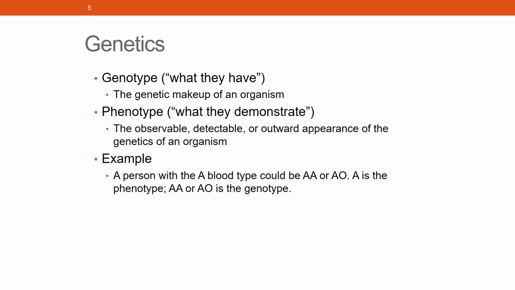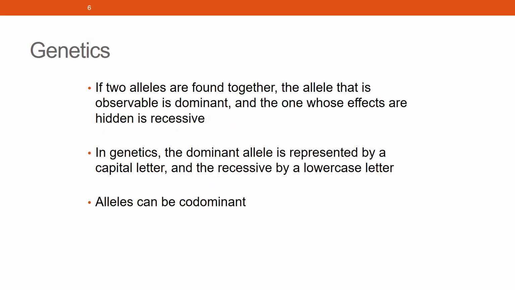So for genotype, basically, in the example given here, a person with type A blood can have AA or AO. A can be considered the phenotype, but AA and AO is the genotype.